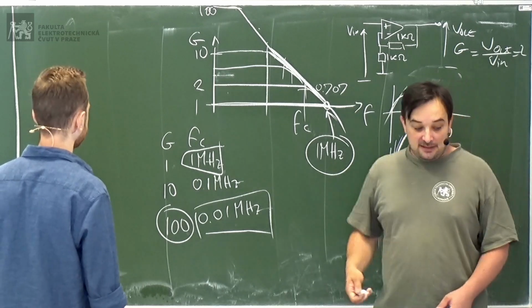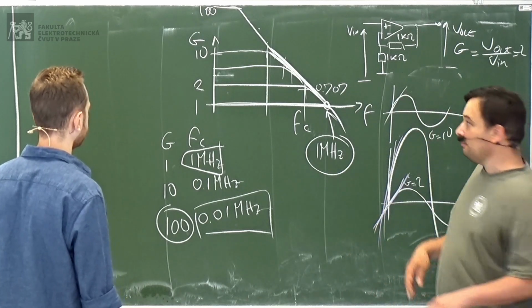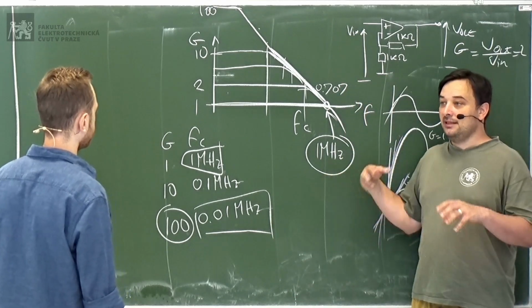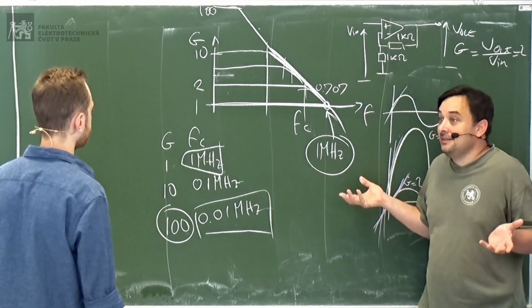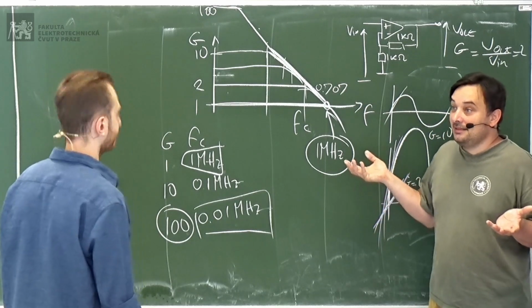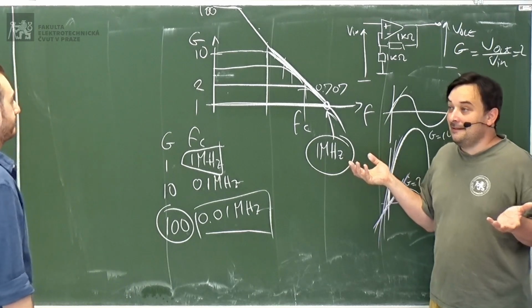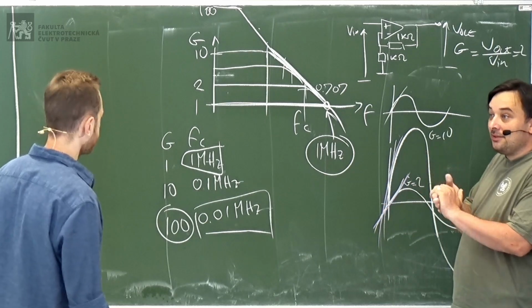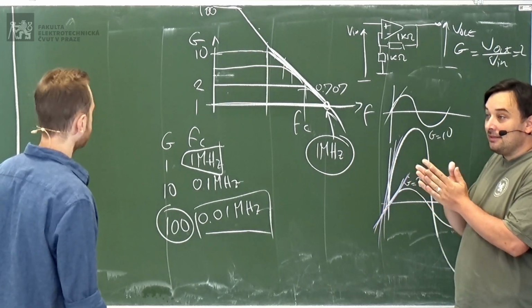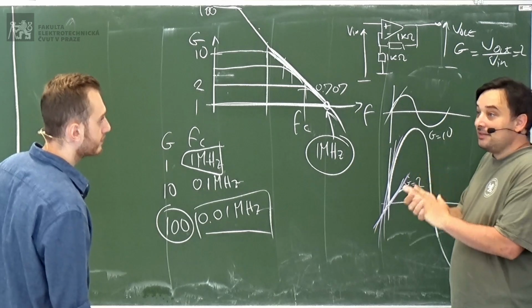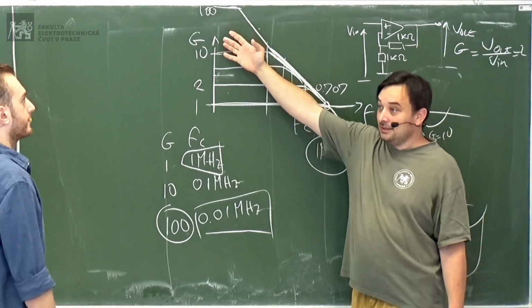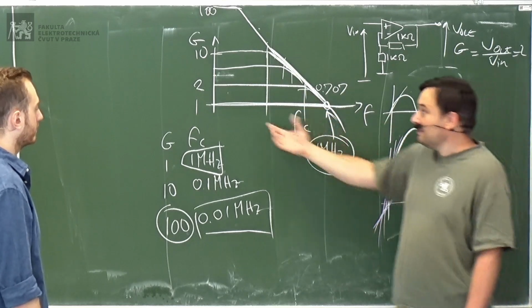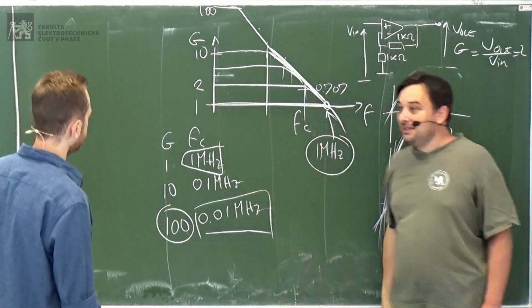Which means that you cannot buy an operational amplifier and say, okay, which is the bandwidth of that amplifier? It depends. It depends on the gain. The bandwidth is not constant. The bandwidth depends on the gain that you want. So it's not always the same. If you want to amplify a lot, then you have to consider that you can do it only with low frequency.